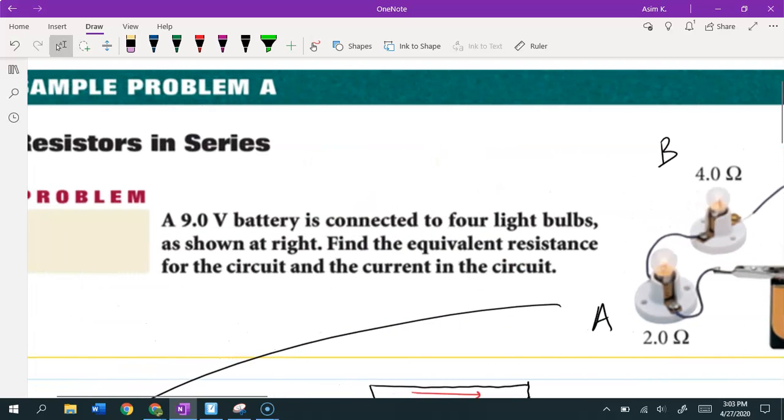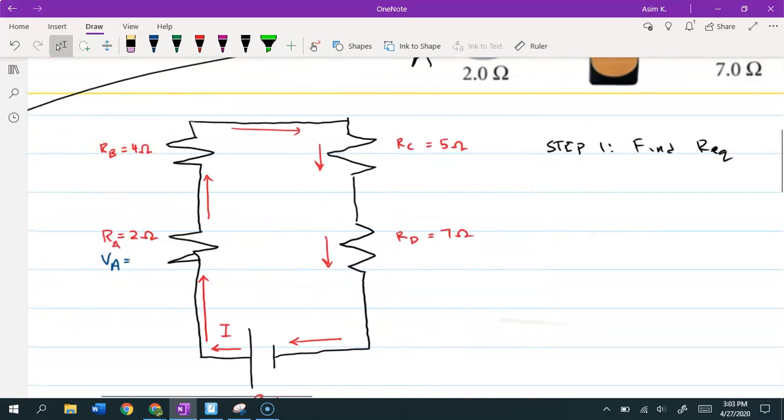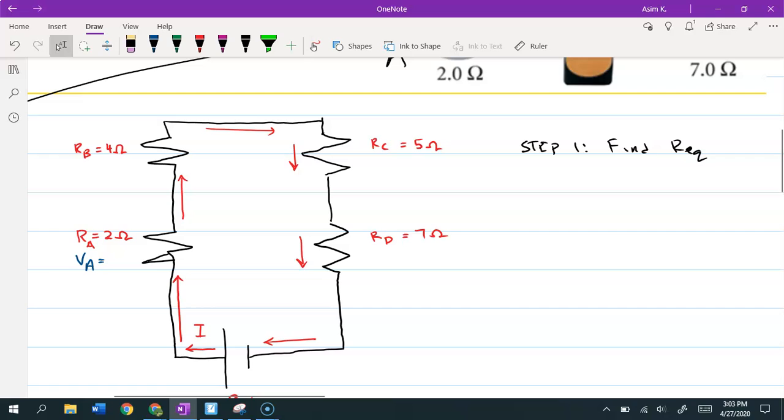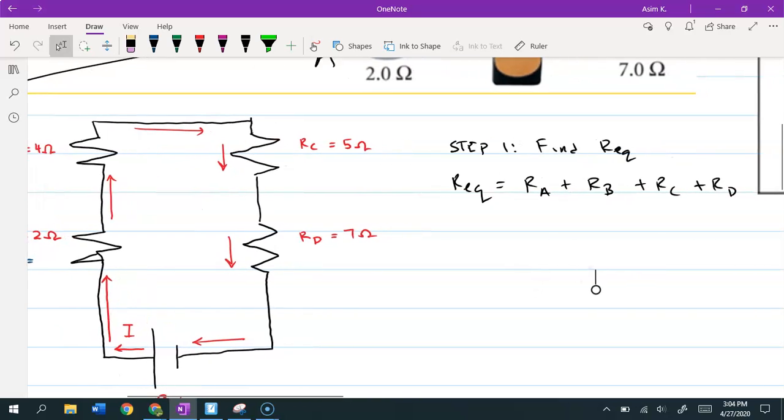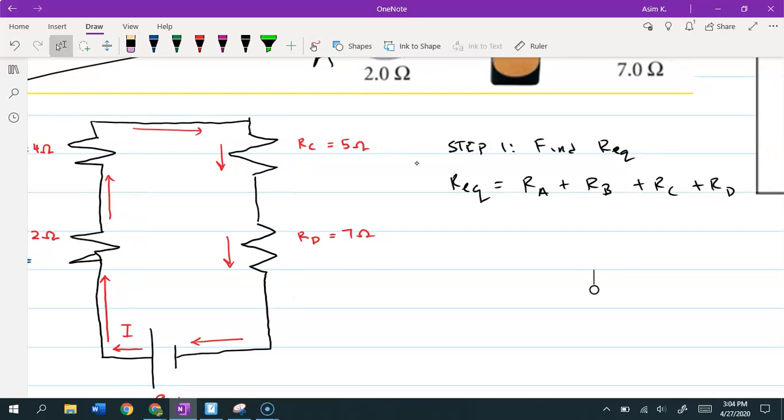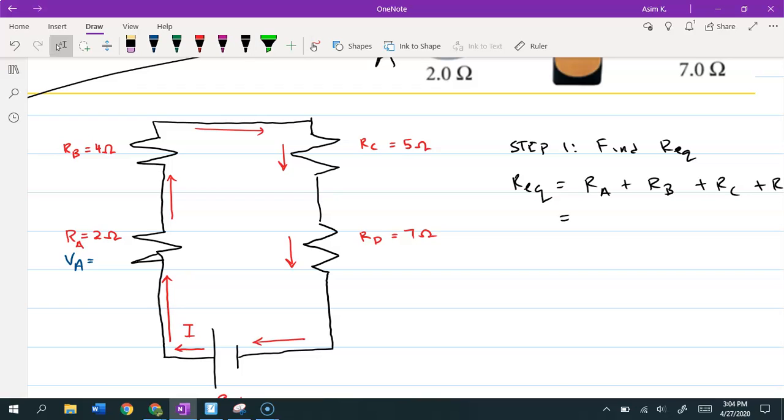All right, so I'm going to add up the resistances of each one of those resistors. And so I really have Req is equal to RA plus RB plus RC plus RD. Why are we doing it that way? Because they are all in series, so it's like one big resistor. Think of it that way, that's been chopped up into 4 pieces. So when we add all those numbers up, we end up with 2 plus 4 is 6, plus 5 is 11, plus 7 is 18. So the equivalent resistance is 18 ohms.